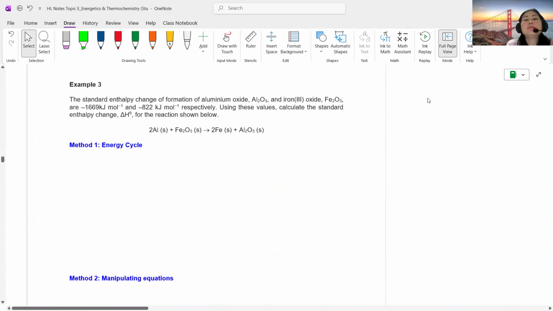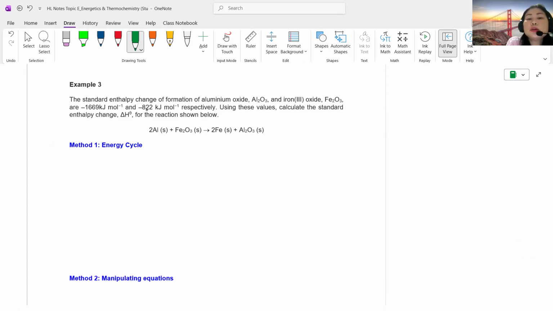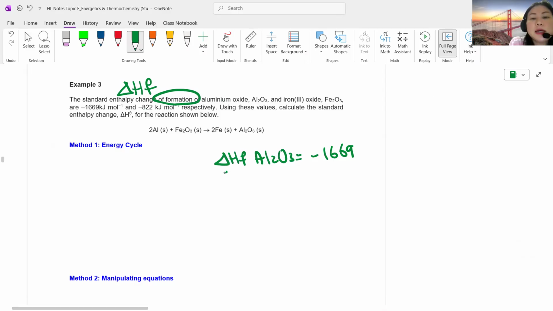Okay, I have this question here. The standard enthalpy change of formation of aluminium oxide and iron oxide are given. So what am I using? I am using ΔHf, f for formation. Enthalpy change of formation means ΔHf. So I'm given ΔHf of aluminium oxide is minus 1669, and ΔHf of iron(III) oxide is minus 822. That's what the question is saying.